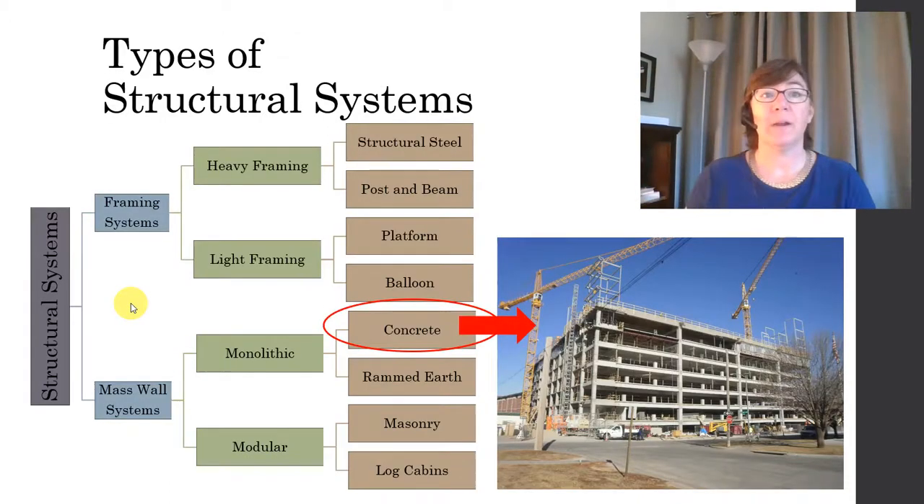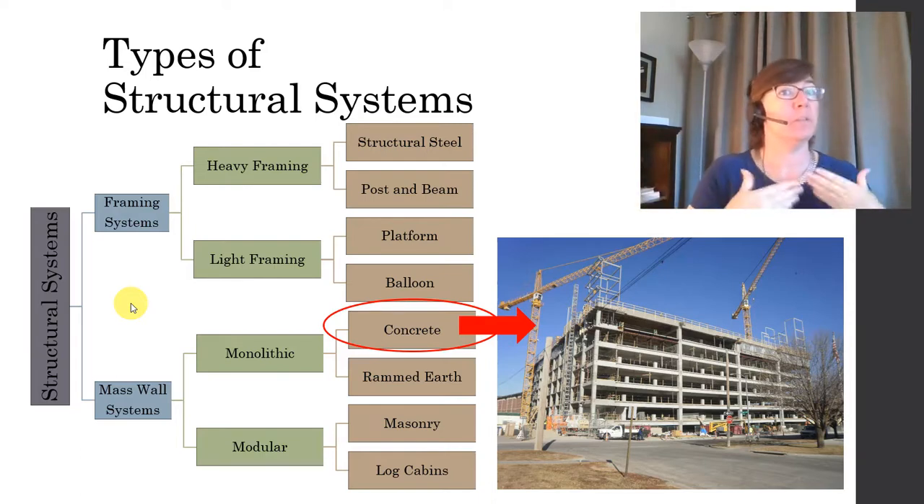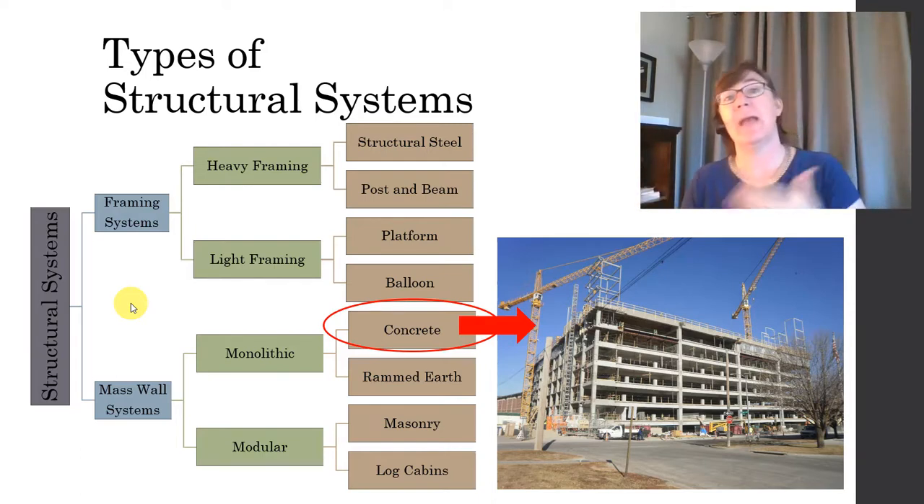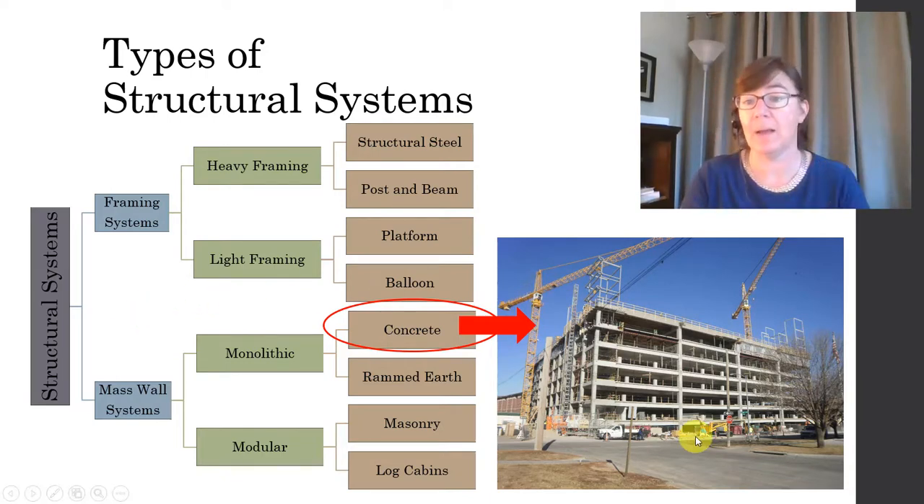So let's pop over here again to the structural systems diagram and talk about concrete. Now, concrete is a monolithic structural system. It's poured into place. We've already talked about the use of concrete in foundations, but it turns out that you can use it for your entire building if you so desire. And a really common example of that is a parking structure. All right, so you can see an example of that here.